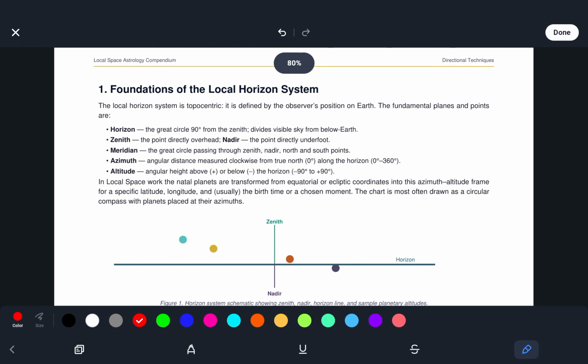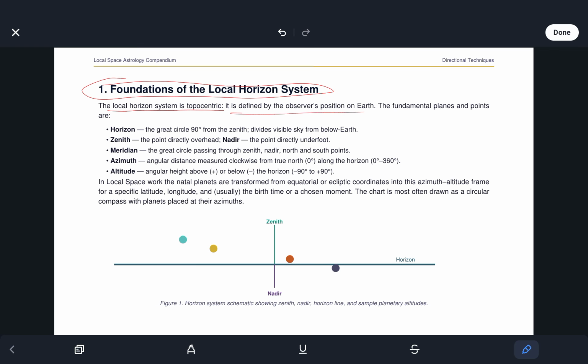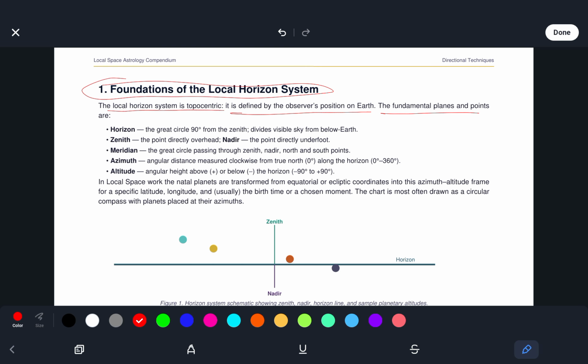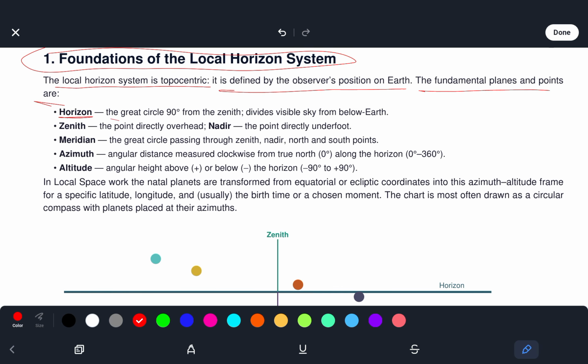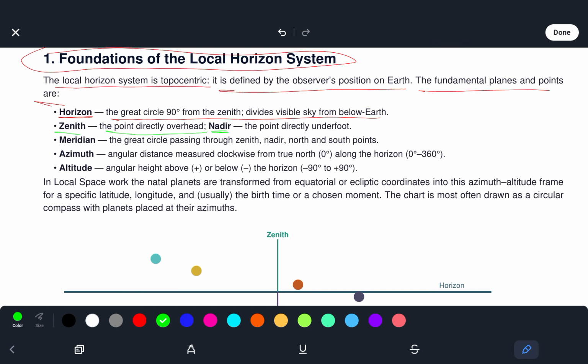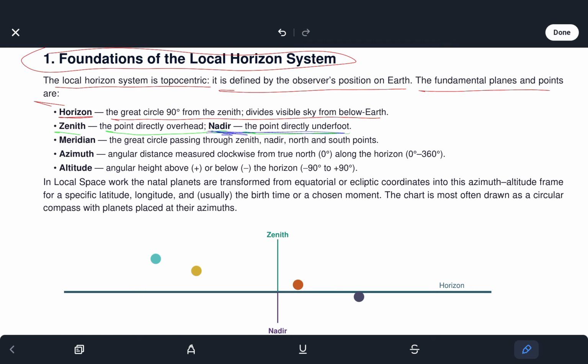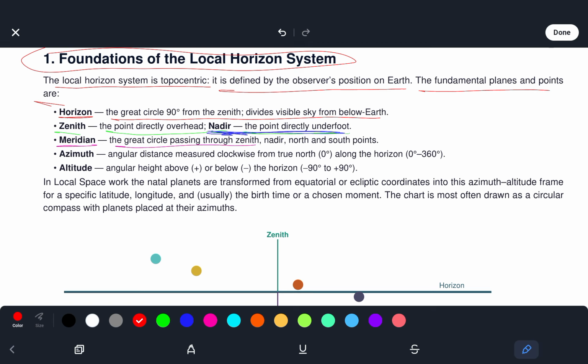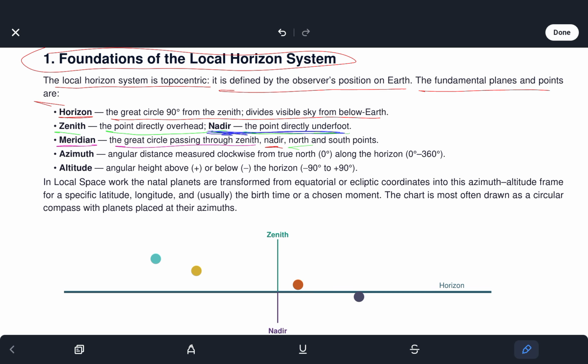So, I'm going to begin with looking at the foundations of the LHS. And you see that the LHS is topocentric. It is defined by the observer's position on Earth. The fundamental planes and points are the horizon, the great circle which is 90 degrees from the zenith. It divides visible sky from below Earth. The zenith is the point directly overhead. The nadir is the point directly underfoot. And we see the meridian, a great circle passing through zenith as well as nadir, as well as the north and south points.